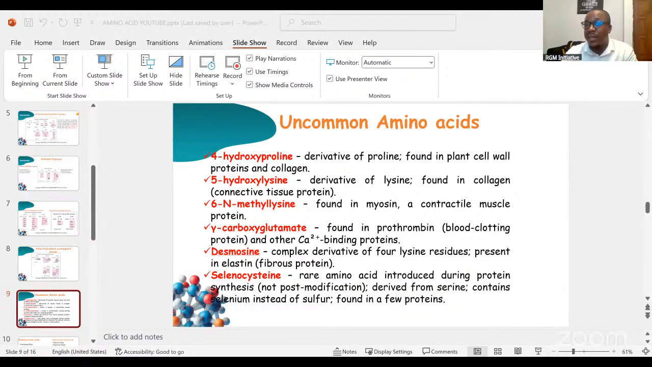It is derived from serine and contains what? Selenium instead of what? Sulfur. It is actually found in few proteins. So these are uncommon amino acids.